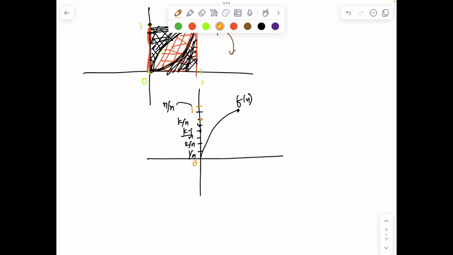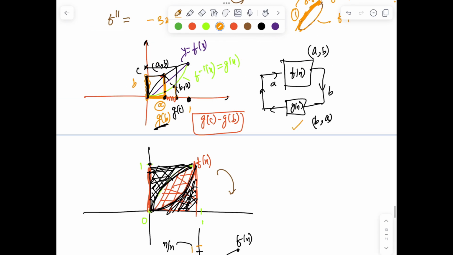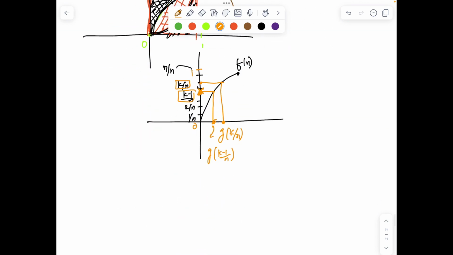So with that motivation, corresponding to k by n, I'll get a point, the input, which is nothing but g of k by n, right? Similarly, corresponding to k minus 1 by n, I'll get a point over here. So they are consecutive points, k by n and k minus 1 by n. I'll get a point on the x-axis, which is g of k minus 1, right, because it's a property of the inverse function that we have got. Now what about this distance? This distance is nothing but g of k by n minus g of k minus 1 over n.